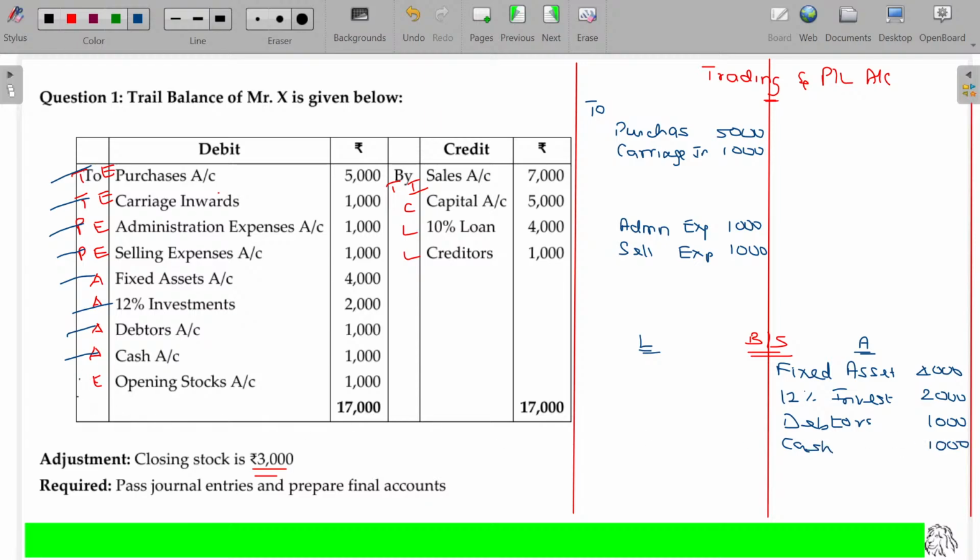Opening stock, expenses, that too will be a part of trading item. So here opening stock, the value being 1,000. Then trading item sales, revenue side, so credit side by sales, the value being 7,000. Capital, loan and creditors will come in the balance sheet, so capital here being 5,000.